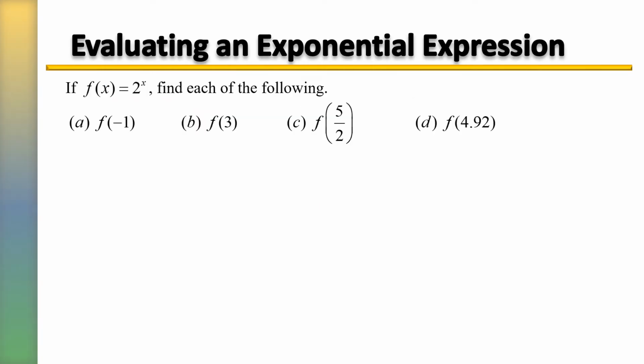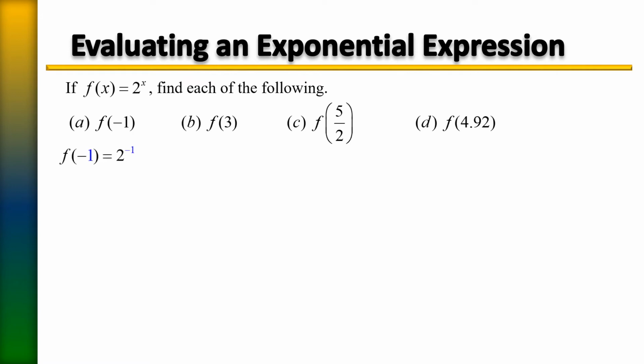Let's evaluate some exponential expressions. If f of x equals 2 to the x power, find each of the following. So first we're going to find f of -1. Now recall, evaluating expressions is nothing more than plugging a number into a function to see what you get out in terms of your output. So we're going to first plug in a -1 in place of x for the first example, and when we do so, it's going to look like so.